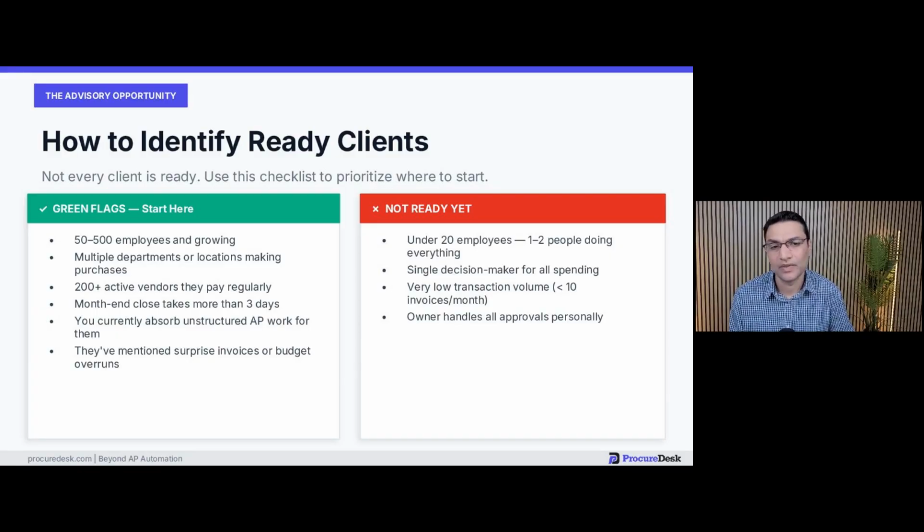Not ready: if they're under 20 employees, we generally don't see the value of advisory services, because one, the spend is too low, and two, the business owner might be making a lot of the decisions themselves, so they need a lightweight kind of accounting service, not really an advisory service. I'll stay away from that.